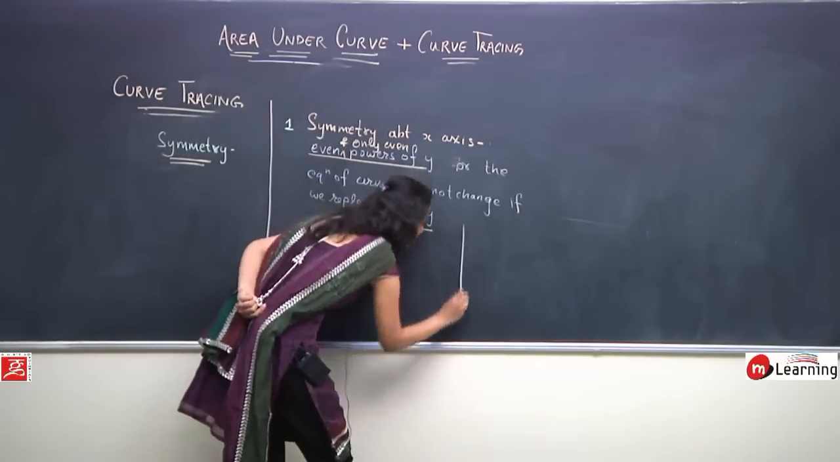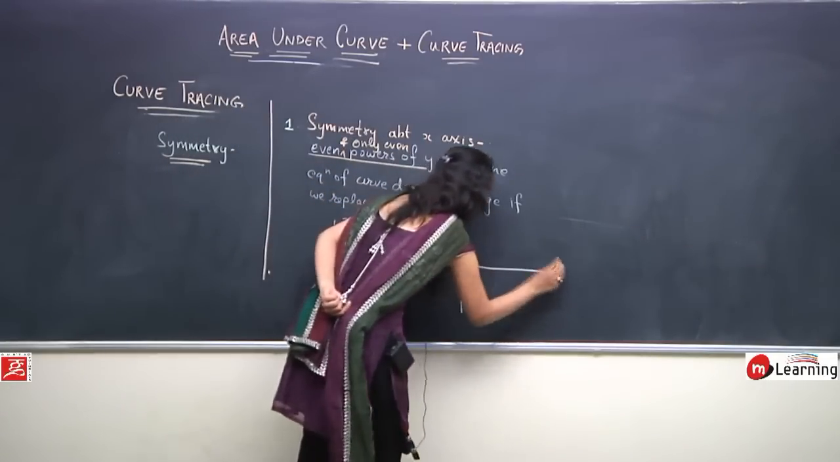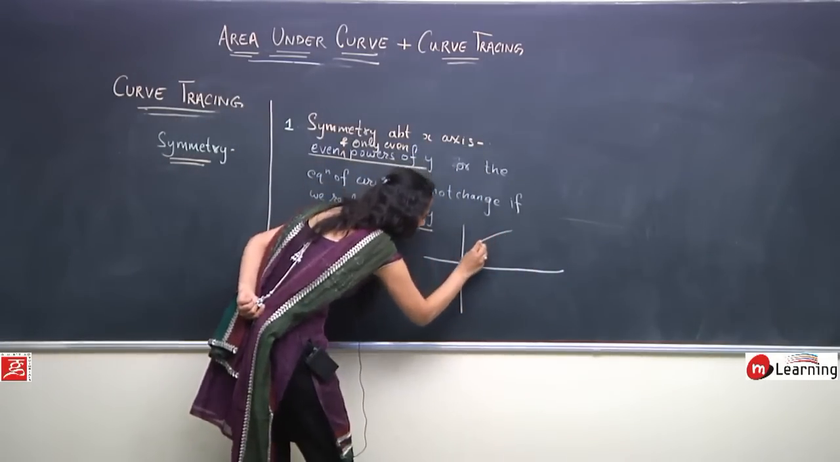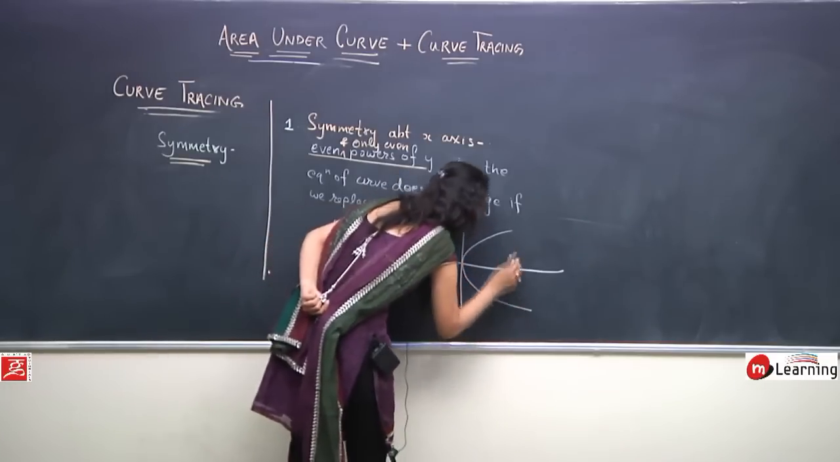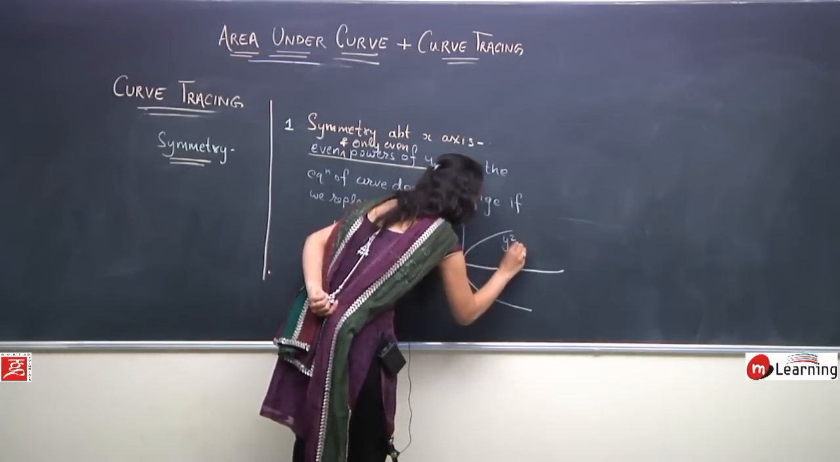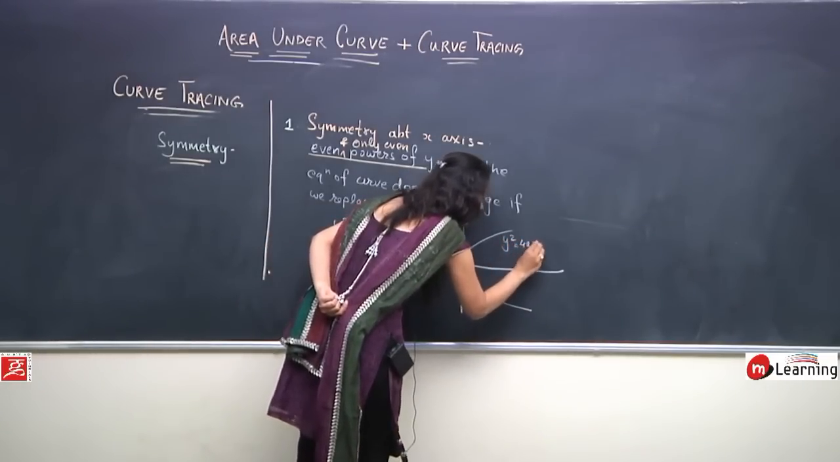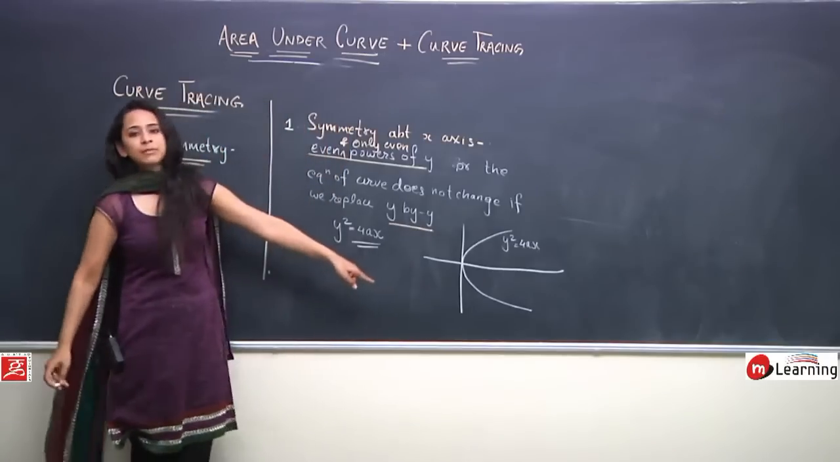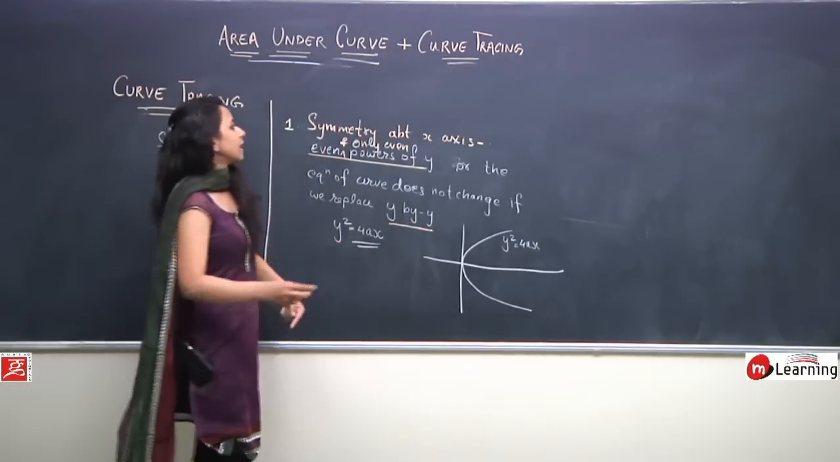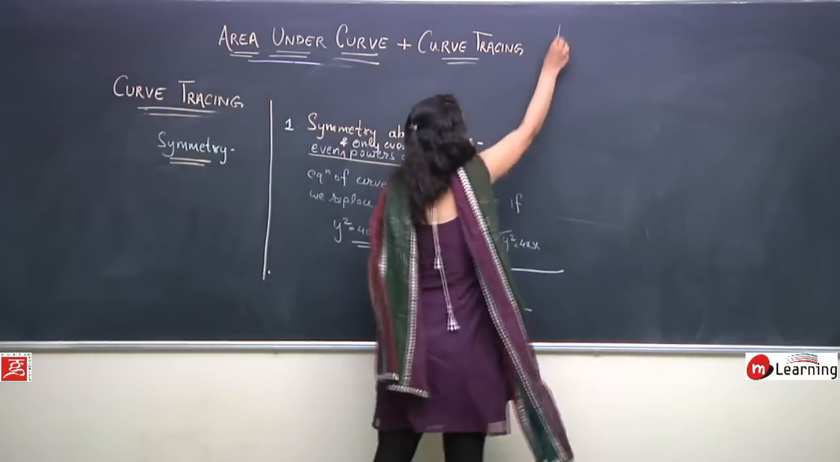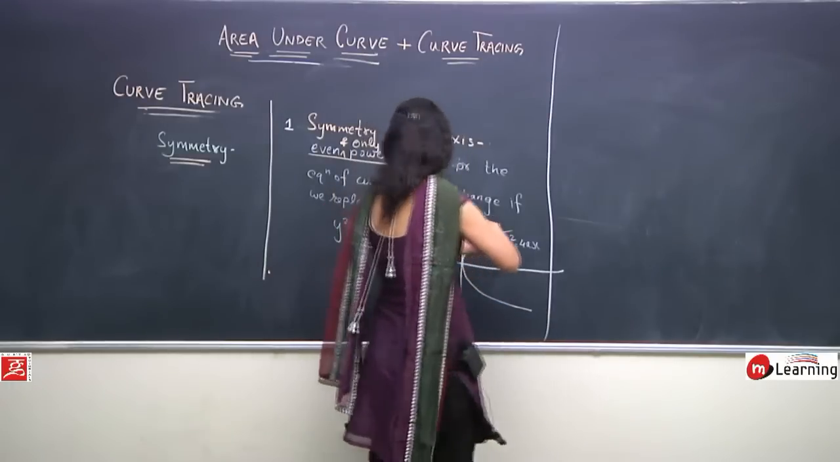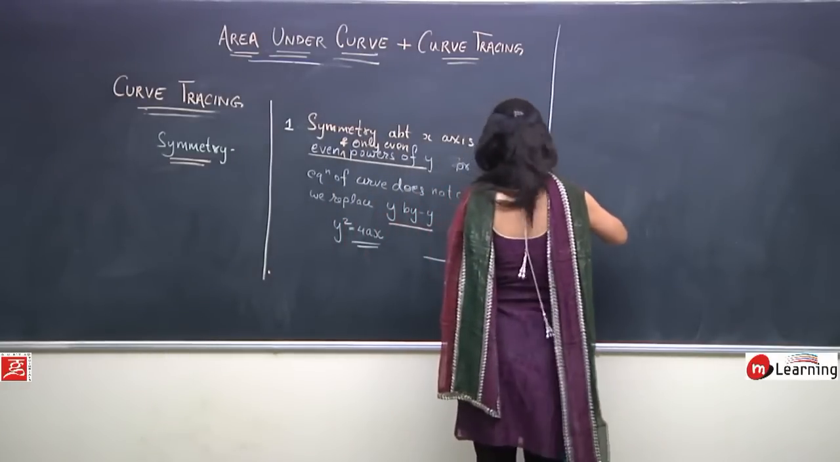Even if we draw this, ये कर्व कुछ ऐसा होगा. So this is y square equals to 4ax, and what I see is that this curve is symmetrical about x axis. Next, let us see the condition for a curve to be symmetrical about y axis.